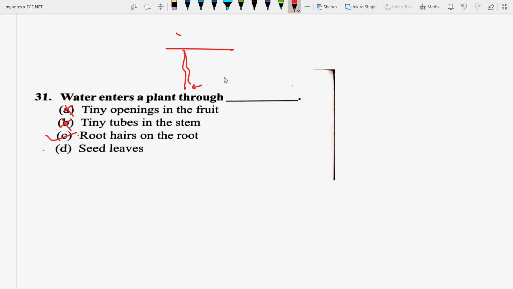If the root tightly holds the soil, it will prevent the soil particles from being carried away by wind or water. So plants reduce the speed of wind. Due to this, it does not cause much soil erosion. Roots of the trees bind the soil firmly together. So this is the reason that roots are helpful. So water enters a plant through root hairs on the root, not seed leaves.